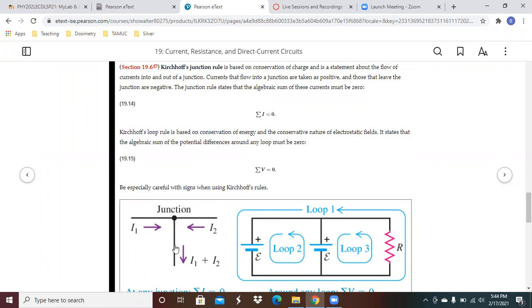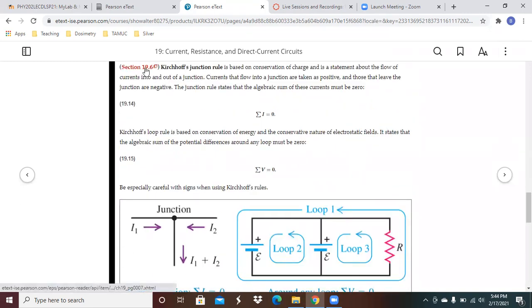So if you've got current coming in this way, and current coming in this way, then the sum of those currents must be going out this way. Also, you have Kirchhoff's loop rule, which is based on the conservation of energy and the conservation of electrostatic fields. If you have a loop of current in a circuit like this, and then the entire outside like that, the algebraic sum of the potential differences around any loop has to be equal to zero.